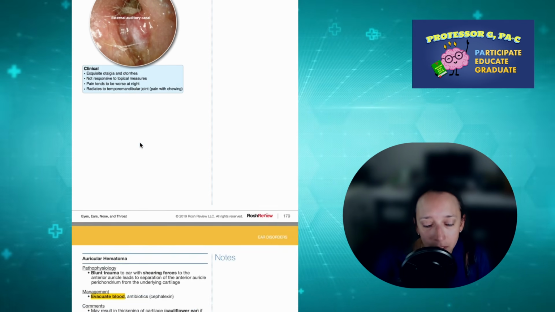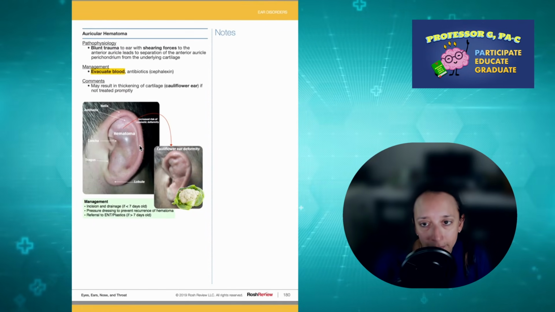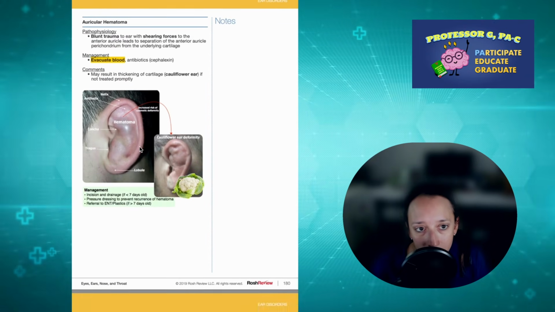And we need to admit them to the hospital, give them IV antibiotics, and we can consider getting a CT to better evaluate the extension of the infection.